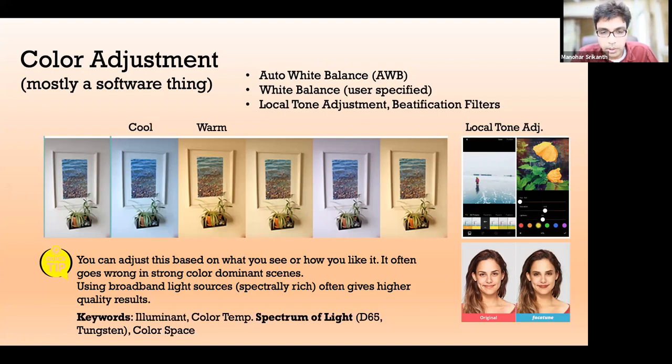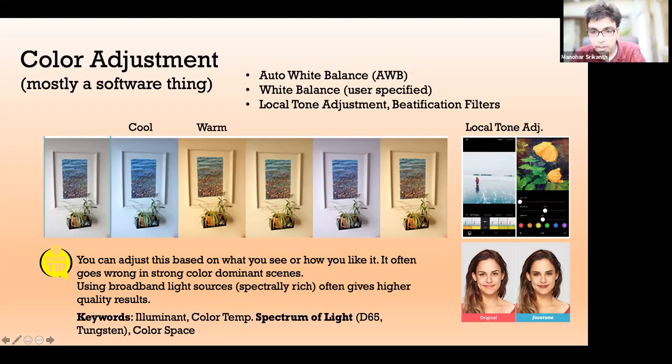One thing to keep in mind is that if you use a certain type of LED lights, which are poor in spectral content, you'll get extremely bizarre lighting. And that's not a camera fault. That's actually the illuminant fault or the light source problem. So that's all white balance.